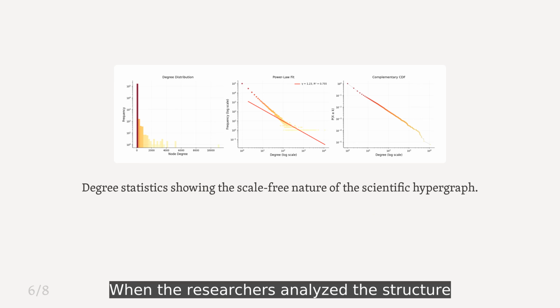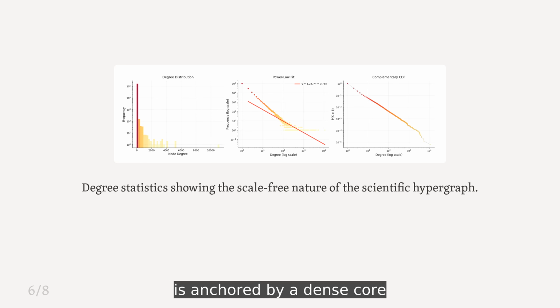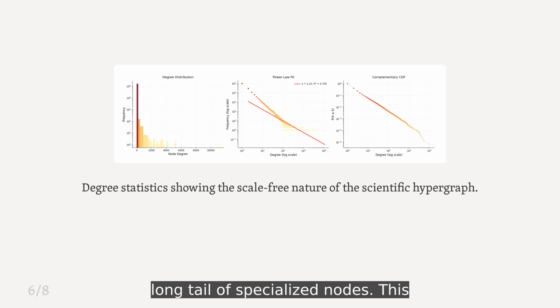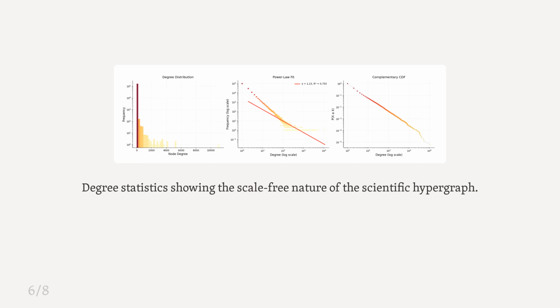When the researchers analyzed the structure of the resulting hypergraph, they found it followed a scale-free topology. This figure illustrates that the knowledge base is anchored by a dense core of superhubs, fundamental concepts like biocompatibility, surrounded by a long tail of specialized nodes. This structure confirms that the hypergraph is not just a random collection of data, but a structured map of the scientific field.